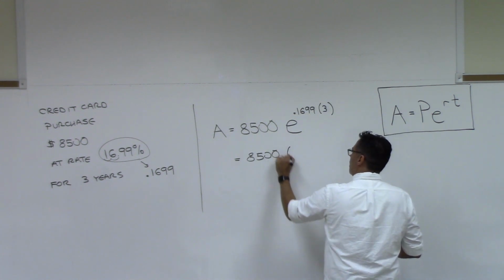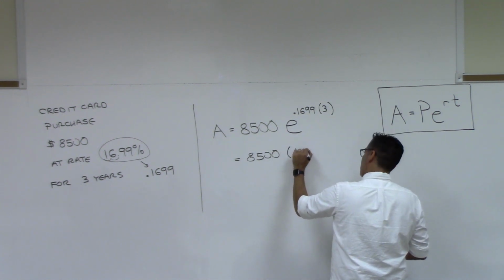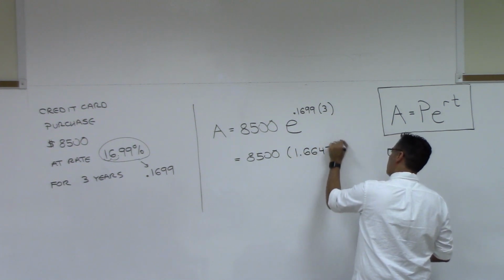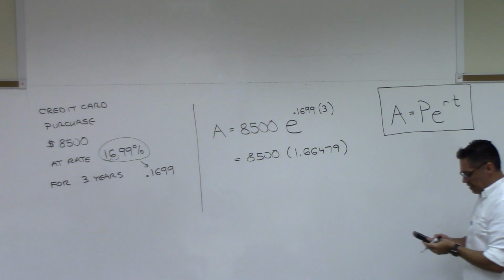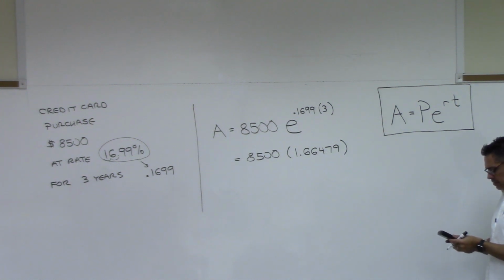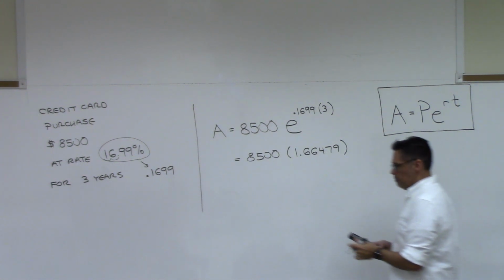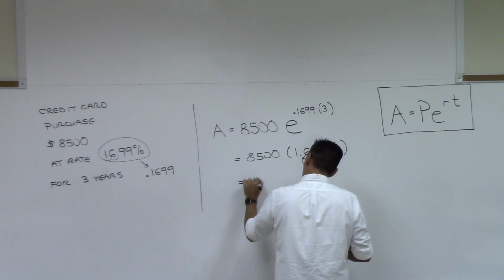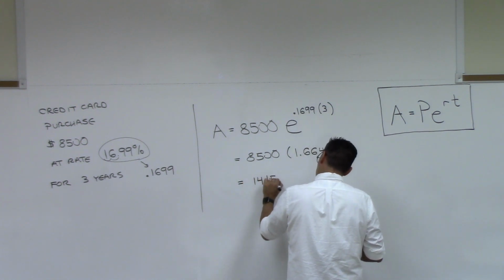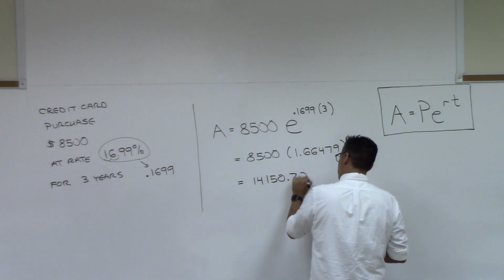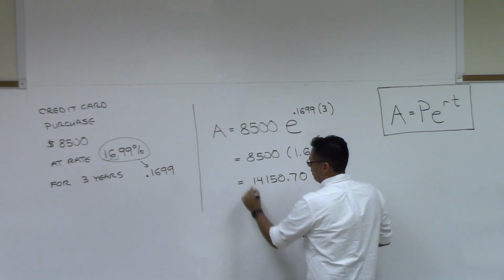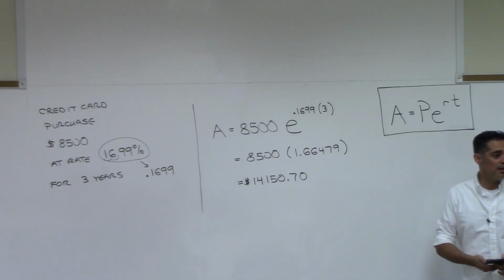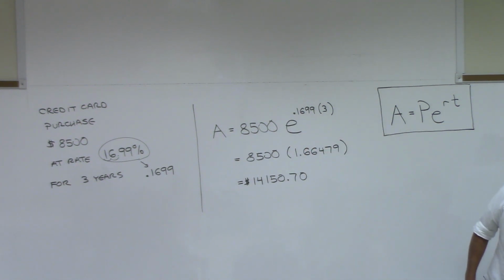Now this number here is 1.66479. That's what I'm getting. And then I take that and multiply that times 8,500. Oof, oh my goodness. Wow. 14,150.70. That's money. That's $14,000, right?